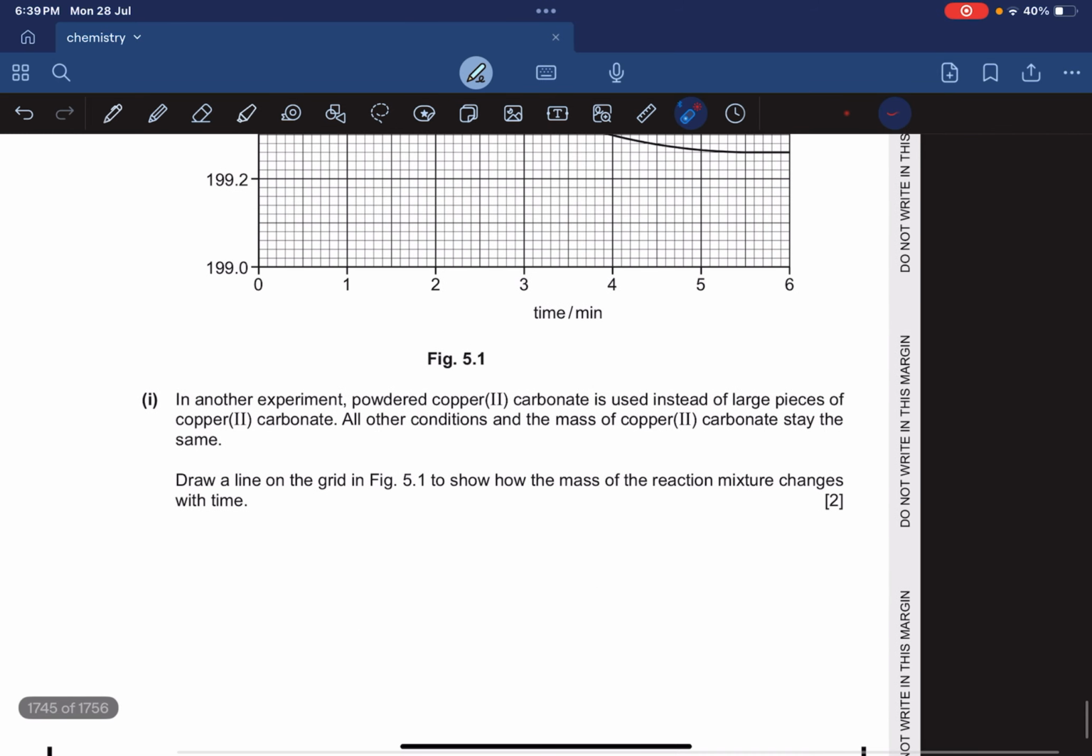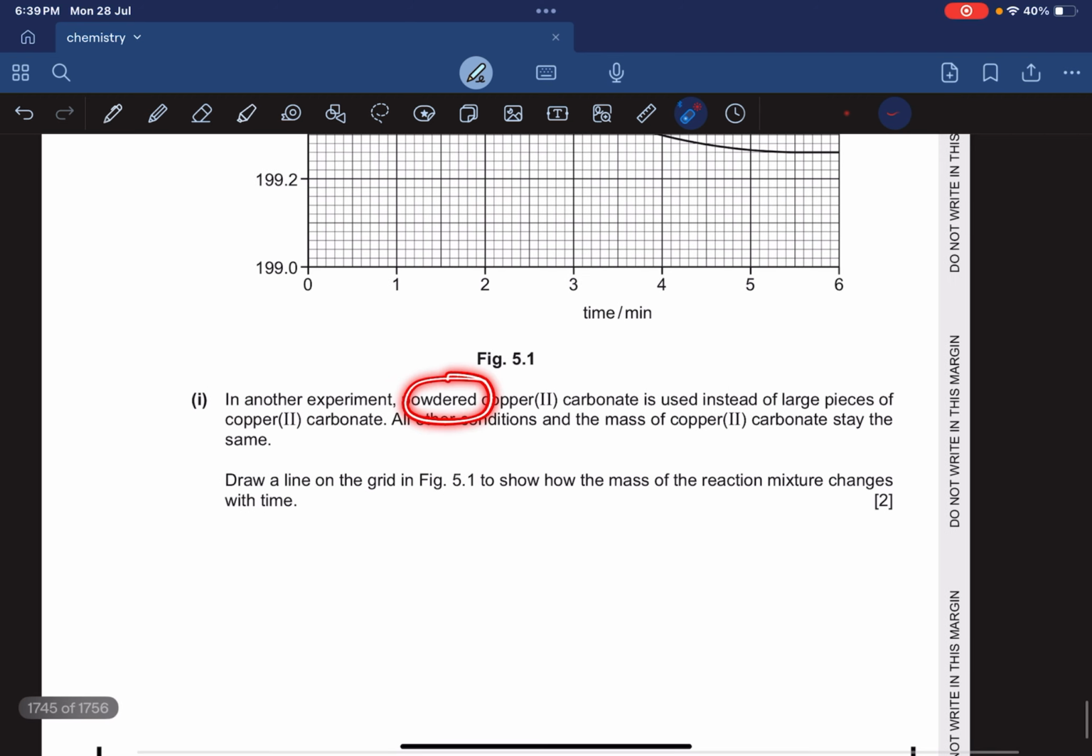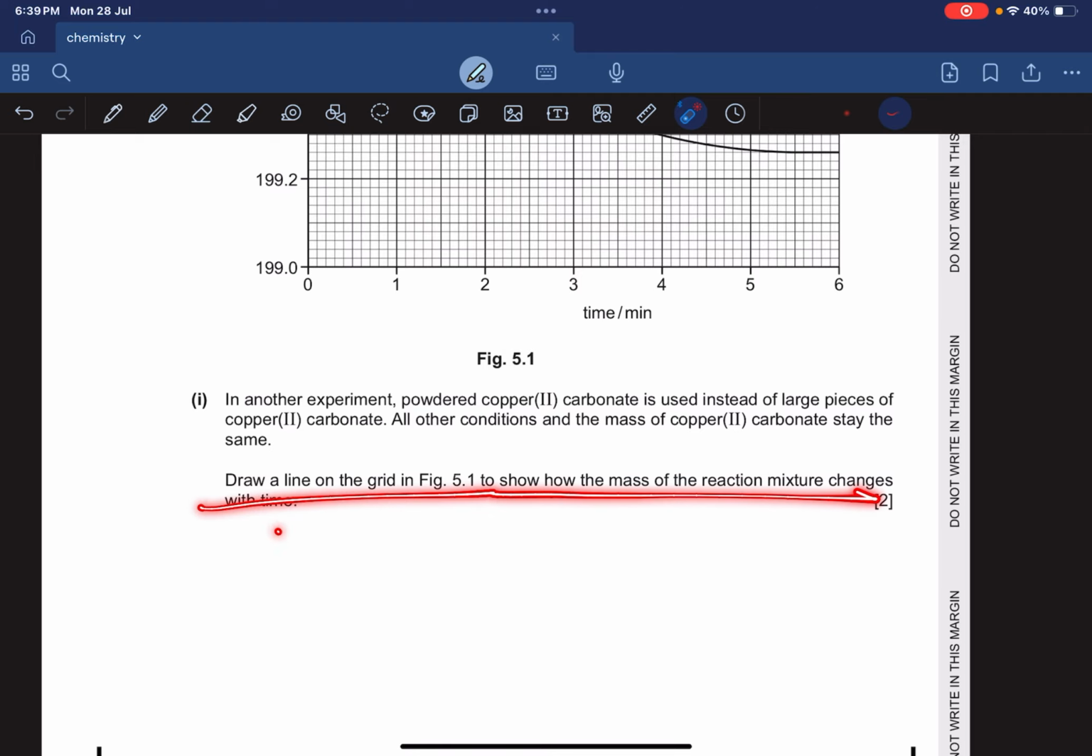So in another experiment, powdered copper(II) carbonate is used instead of large pieces. If you're using powder instead of large pieces, that means you're going to have a faster rate of reaction, a higher rate. All other conditions are kept constant. Draw the line to show how the mass of the reaction mixture changes.